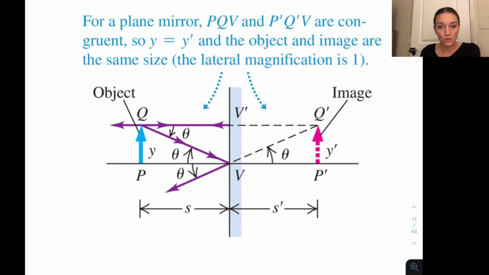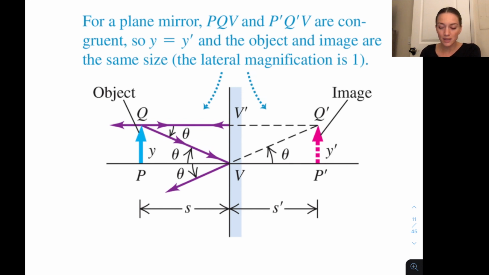So you can again use geometry to show that this is the case by showing that this triangle and this triangle are the same. Here we call the object height y. So y denotes the object height, just this distance here. And then the image height we call y prime, so that's right here. You can just show that this side of the triangle and this side of the triangle are the same size, so the image and object have the same height.